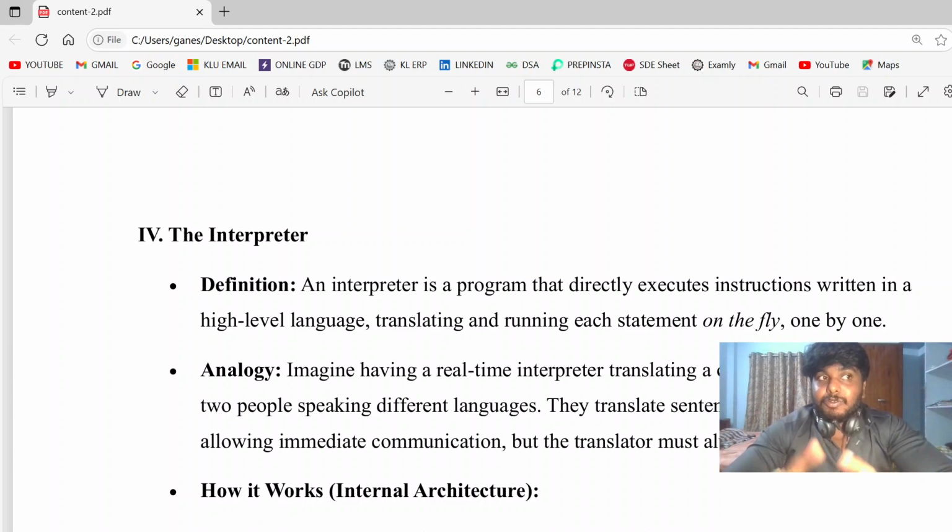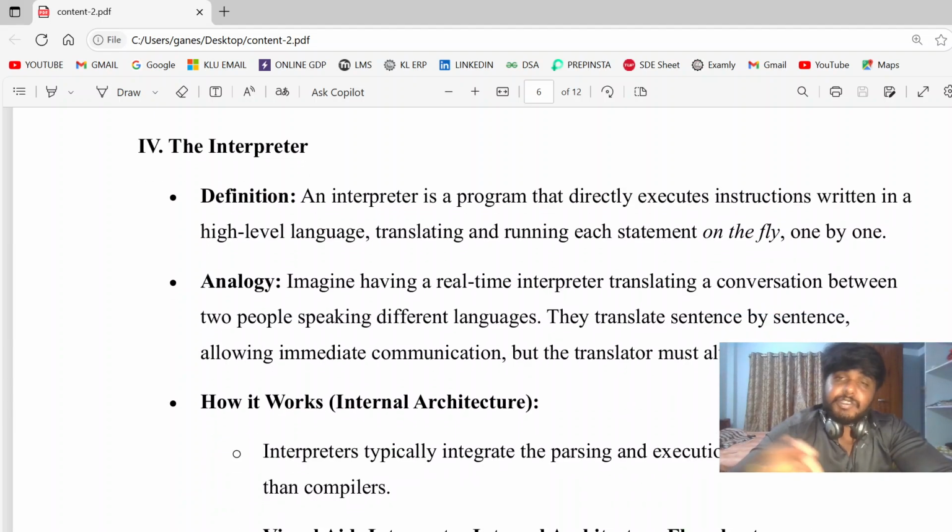Interpreter. A note point: if you are discussing the interpreter, Java is not a completely interpreted language. Java is first compiled and then interpreted. We will see that in the next pages. So first we have to understand what an interpreter is. An interpreter is a program that directly executes instructions written in a high-level language, translating and running each statement on the fly. So in the previous video, I told you that an interpreter executes the code line by line.